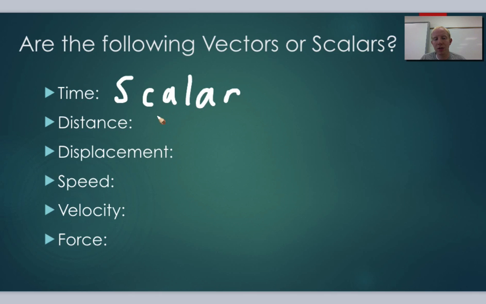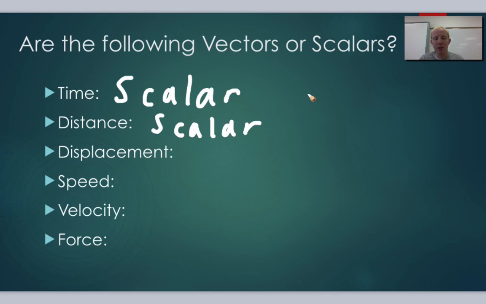Distance is also a scalar, okay? Because you have to account for the entire path, okay? If you remember way back when we talked about motion, right? Distance is every single path you take is accounted for, okay? So if you're going this direction and that direction and winding back around and coming through, you have to account for all that distance, okay?